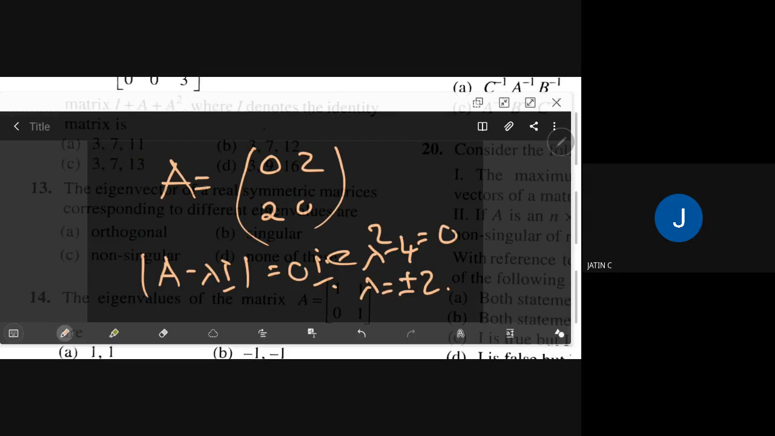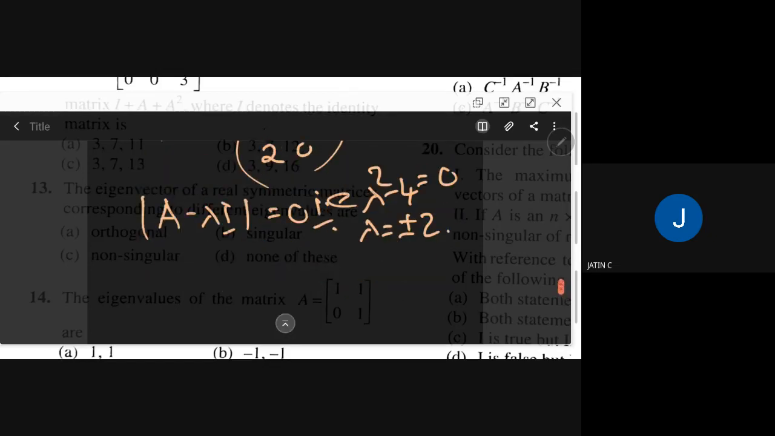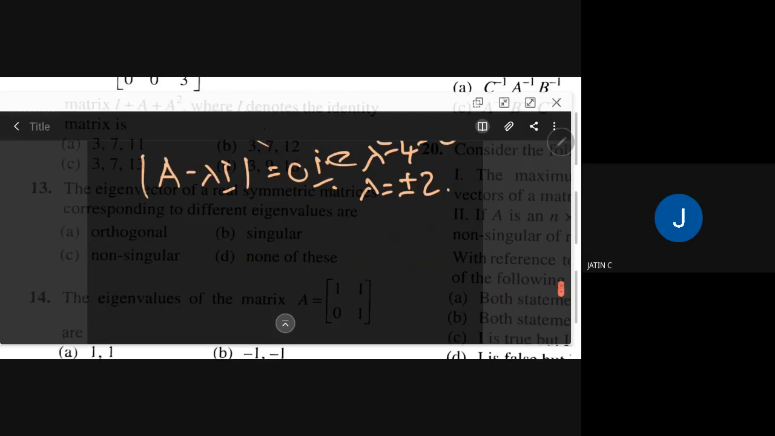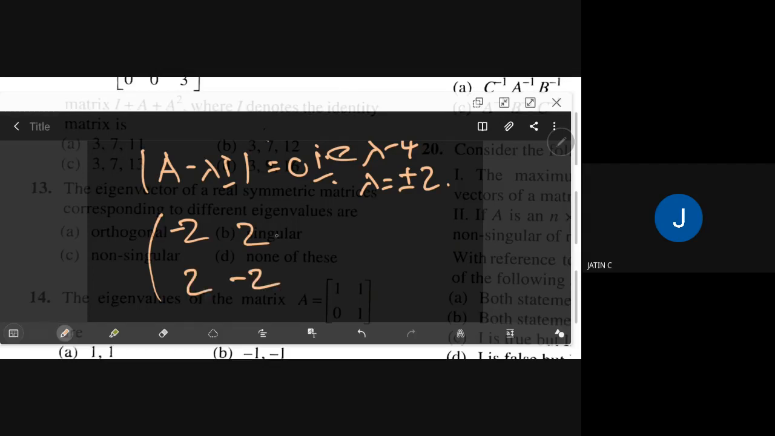So distinct eigenvalues. For 2, what will be the eigenvector? What is this matrix? 0 2 2 0. So you have minus 2 on the diagonal, and the system A minus lambda I into xy is equal to 0 0. I want the solution.